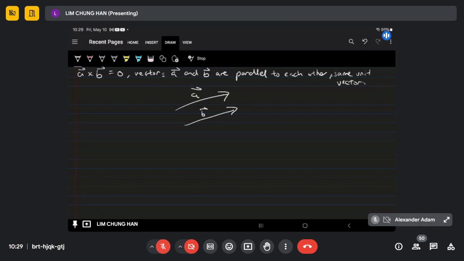All right. Another, a little bit more theory. Okay. So you can also use cross products to find areas of a triangle or parallelogram.